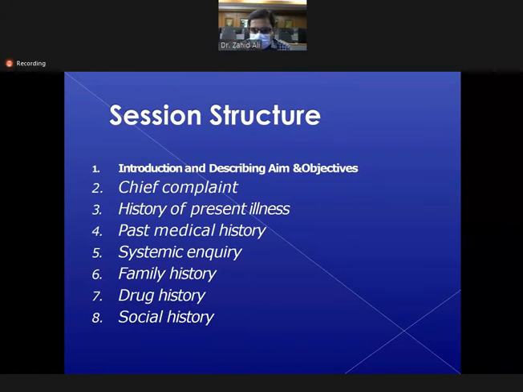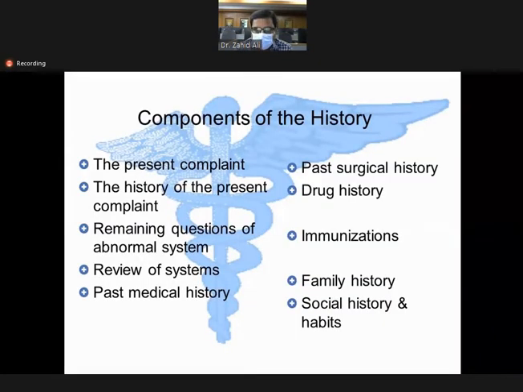Then we come to the systemic review or systemic inquiry. After that, we have family history, drug history, personal history, or social history. And then we have to go back. So: present complaint, history of present illness, remaining questions of abnormal system, then systemic review, past medical history, past surgical history, drug history, history of immunizations, family history, social history, or habits. All these are the main components that we have to cover.